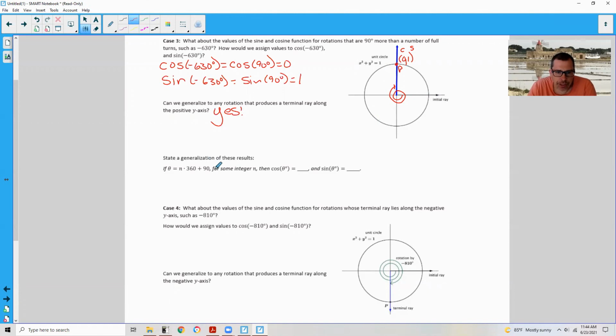Okay, so here they're giving a generalization of a counterclockwise rotation. If theta equals n times 360 plus 90 for some integer n, then the cosine of theta will equal 0, and the sine of theta will equal 1. So you really need to be careful about what they're saying here. What they mean and what they say are two different things.